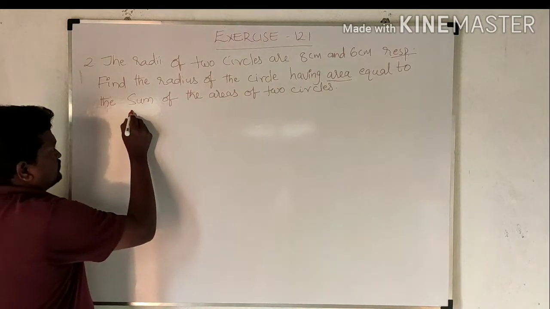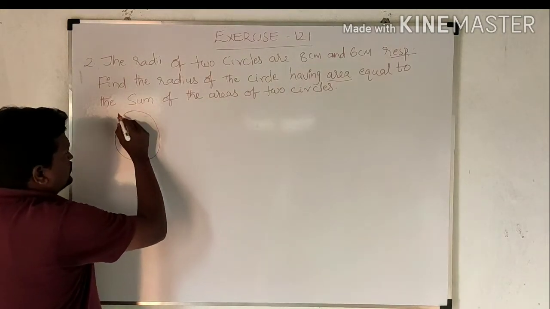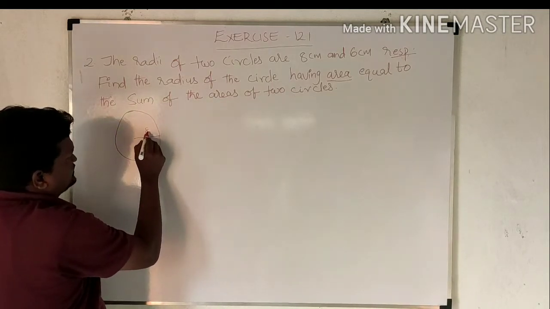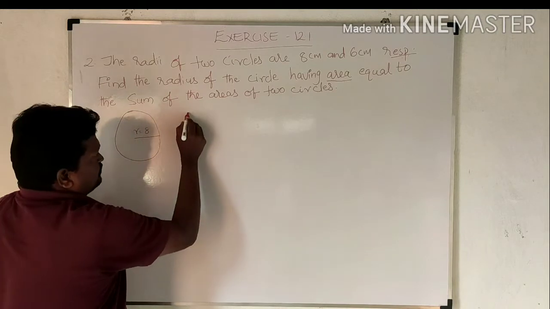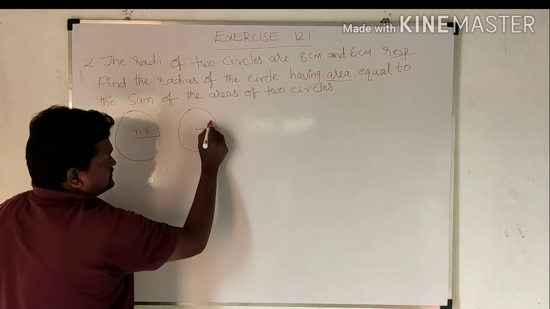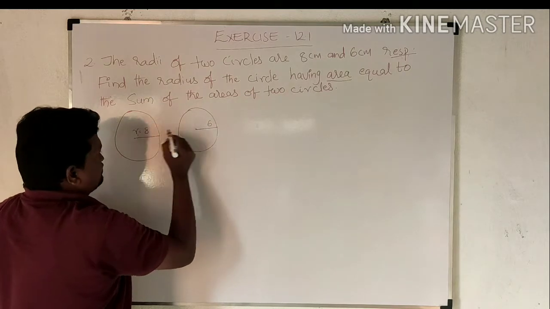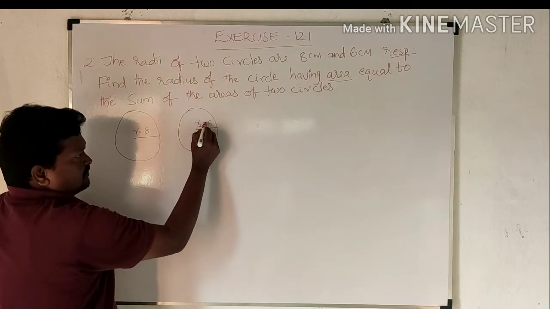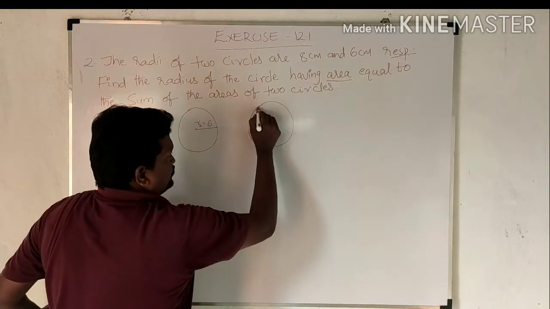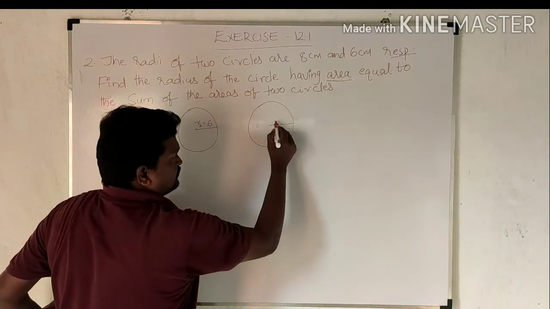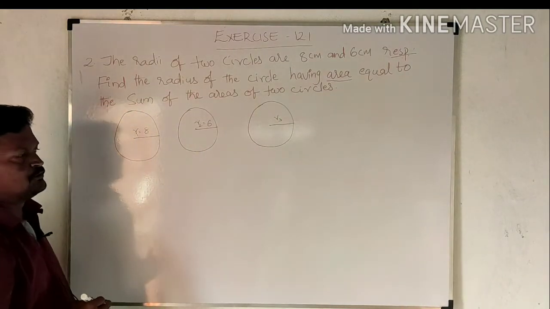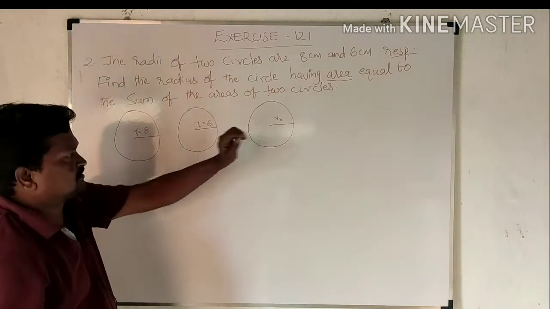So here two circles are there. One is with radius 8 centimeters, let it be R1, and one more circle is there. The radius of this circle is 6 centimeters, let it be R2. Okay, and one more circle is there. We have to find the radius of this circle, let it be R3. We don't know the radius of this circle.